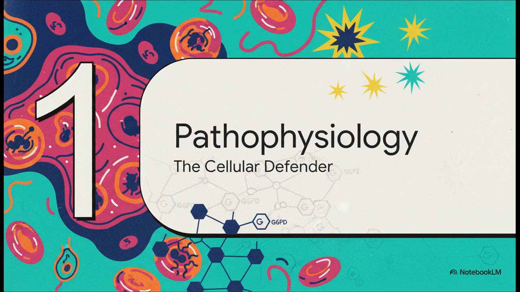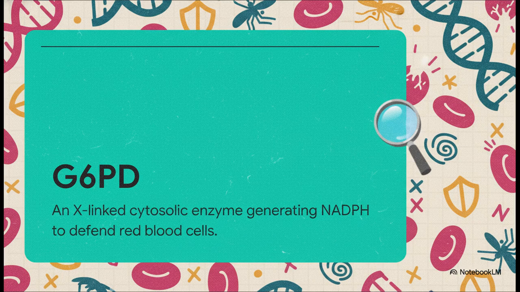Part 1. Concept and Pathophysiology. Let's look at the cell's main defender. G6PD is basically a vital housekeeping enzyme present in all our cells. It's an X-linked enzymopathy, which means we're mostly talking about male patients here, though females can for sure be affected depending on X chromosome inactivation. We're looking at roughly 400 million people affected worldwide, especially folks from the malaria belt.